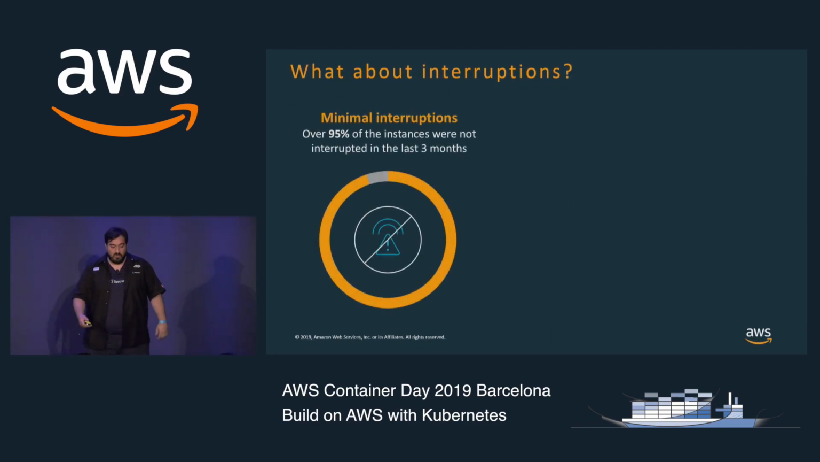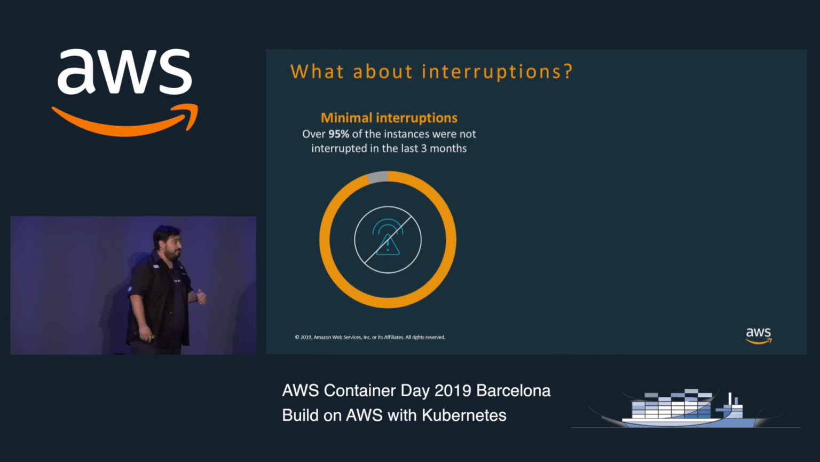Okay, let's move ahead. What about interruptions? So the fact is only 5% of the servers that are spot instances are interrupted by us, by Amazon, with the on-demand. 95% of them are actually shut down by the user.